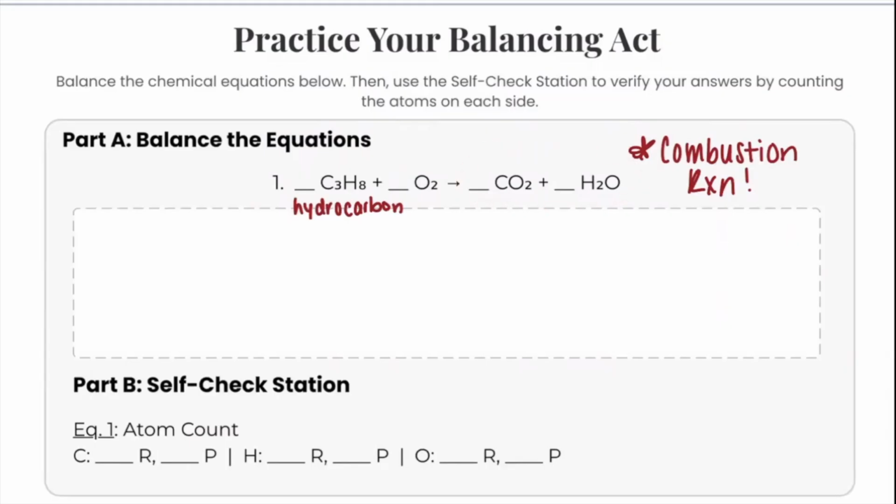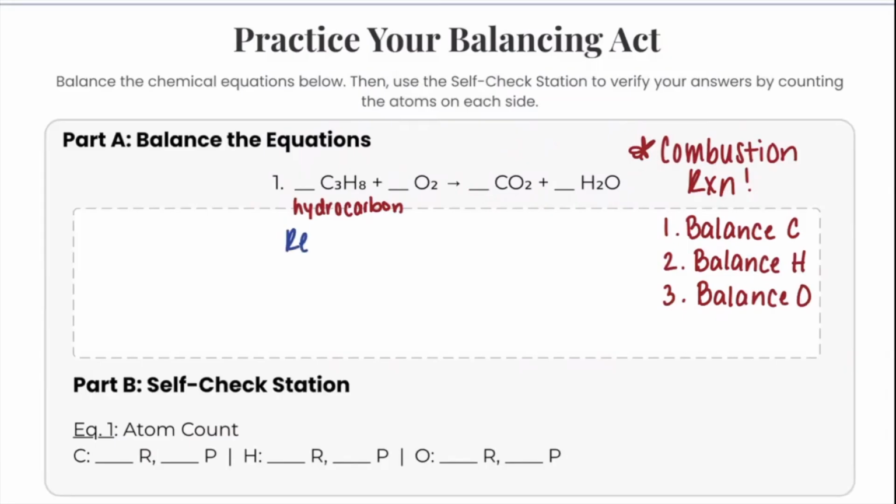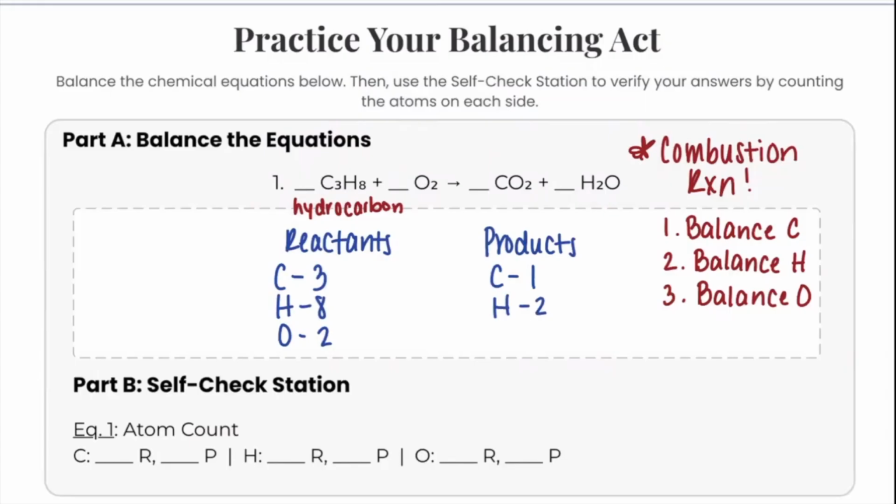And my number 1 tip for balancing combustions is this. First, balance your carbons, then your hydrogens, and leave oxygen for last. Why? Because oxygen usually appears in multiple places, and O2 is, well, by itself, which makes it easiest to fix at the end. So let's start counting. On the left, we have 3 carbons, 8 hydrogens, and 2 oxygens. On the right, we have 1 carbon, 2 hydrogens, and we actually have 3 oxygens present on the right side, 2 from the CO2 and 1 from the H2O.